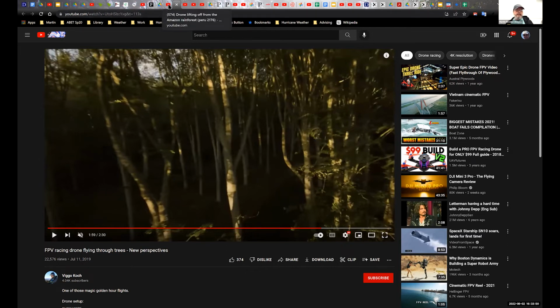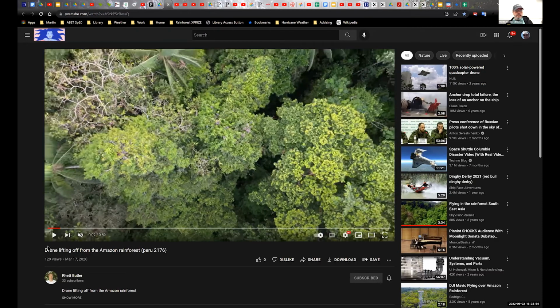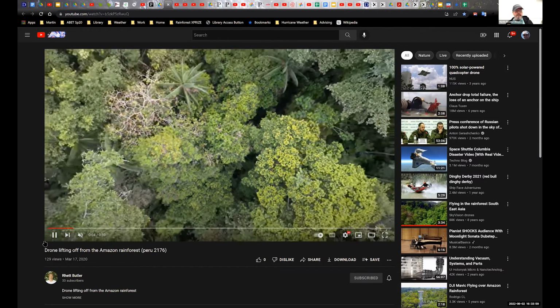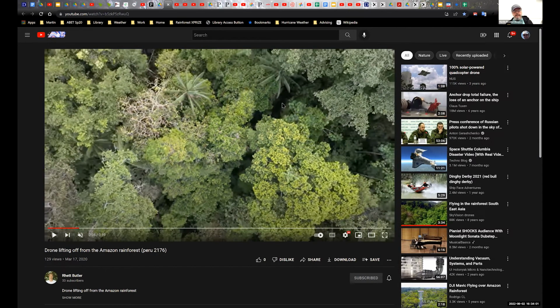And so we typically use these big holes that exist in the forest. This is someone flying up over the Amazon forest with a drone. You can see there are big holes way down in here. And we want to fly down into those sites. And we want to fly very carefully.